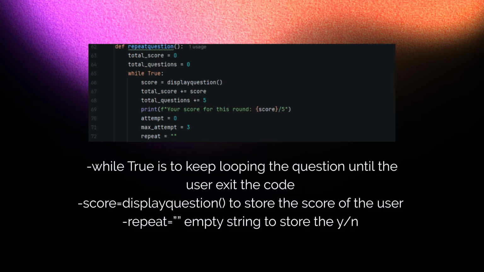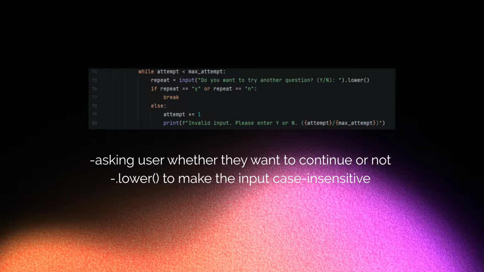So score equal to display question means it is to store the score of the user, and repeat equal to quotation mark means it is the empty string, which is where we want to store the y or n after this. This is the part when we ask the user whether they want to continue or not. So the dot lower at the end of the function is to make the input case insensitive.